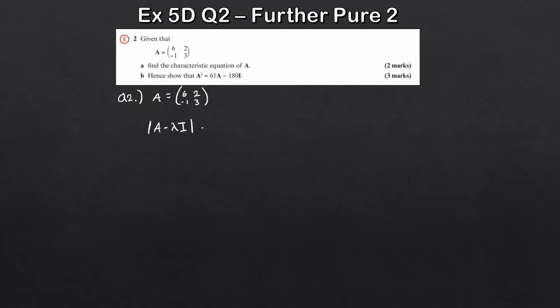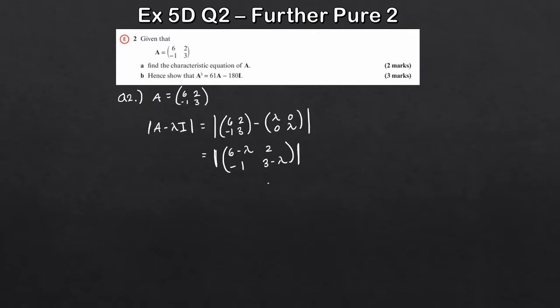So that'll be the determinant of 6, 2, minus 1, 3, minus the identity matrix, but where normally it would be 1, it will just be lambda. So lambda 0, 0, lambda. So once we've done that subtraction, then we need to work out the determinant. So this will be the determinant of 6 minus lambda, 2, minus 1, and then 3 minus lambda. So hopefully nice and easy so far. Now we need to work out the determinant of this 2 by 2 matrix here. And once we've worked out that determinant, we set it equal to 0, and that gives us our characteristic equation.